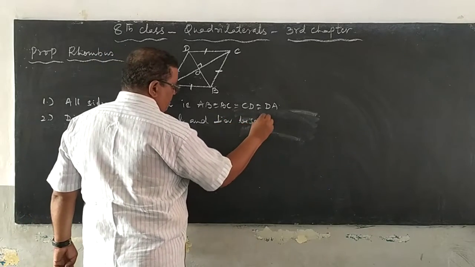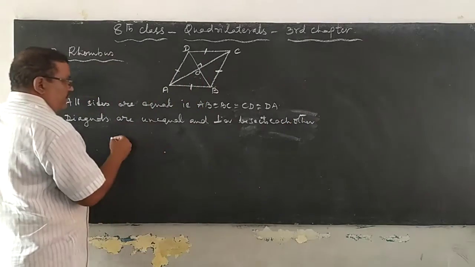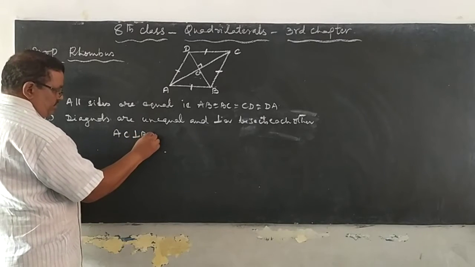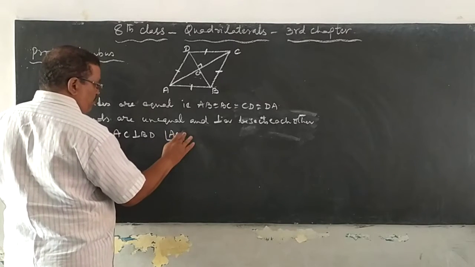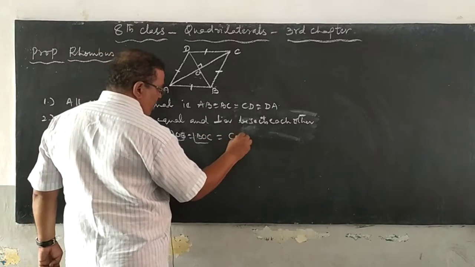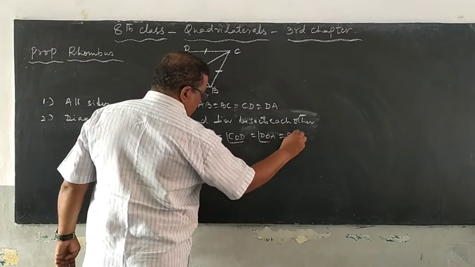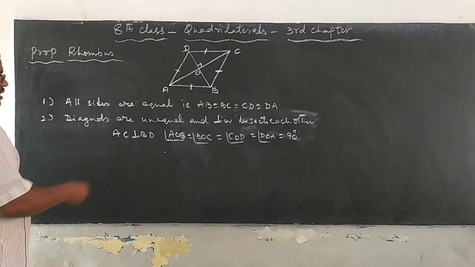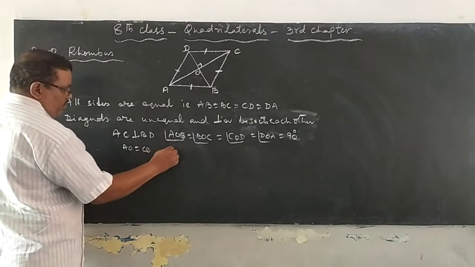Bisects each other. That is, AC perpendicular to BD. Angle AOC equal to angle AOB, angle BOC, angle COD, angle DOA. Each and every angle is equal to how much degrees? 90 degrees. And this one is important. AO equal to CO, BO equal to DO.